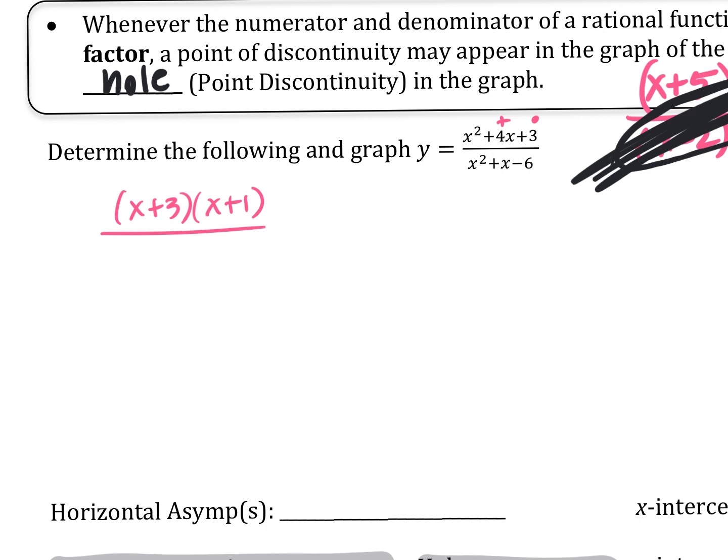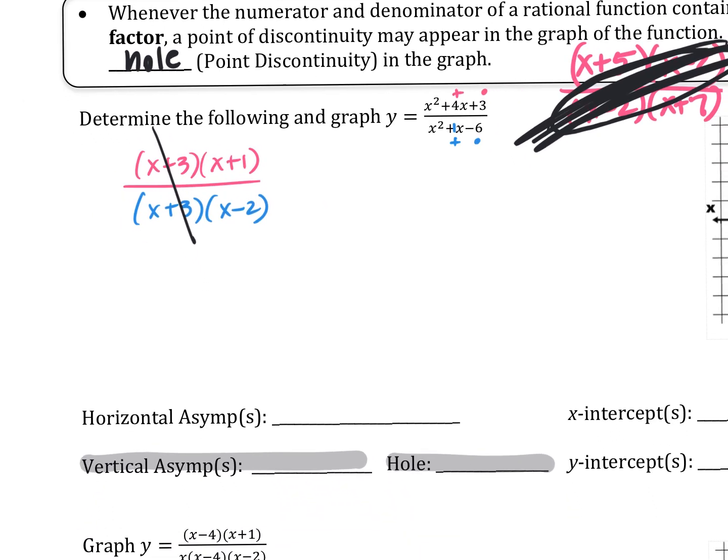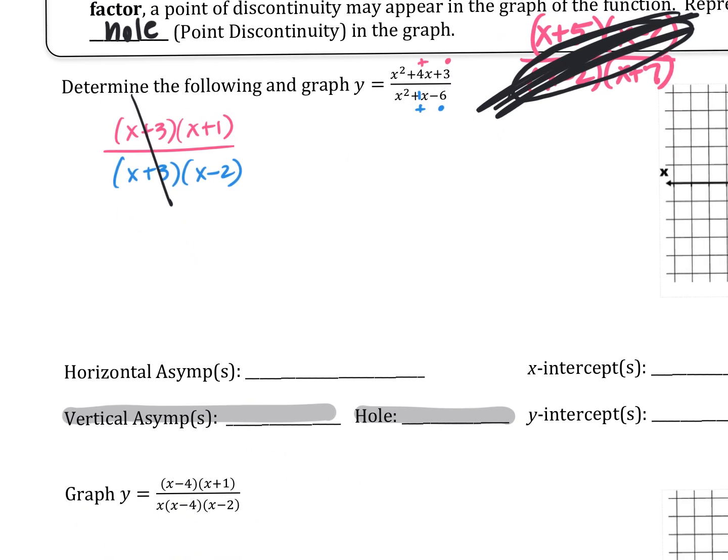Okay, what about the bottom? I'm going to do it in a different color. What multiplies to be -6 on the bottom and adds to be 1? 3 and -2. Does there appear to be a common factor, i.e., do you think we have a hole? Yes, x plus 3. Where is that hole going to be when x is what? -3.